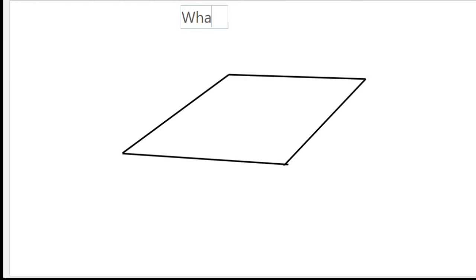Today we're just going to answer the question, what is pressure? So what really is pressure? Pressure is basically the force over area. Let's say we have a blank sheet here and then we just apply the force.